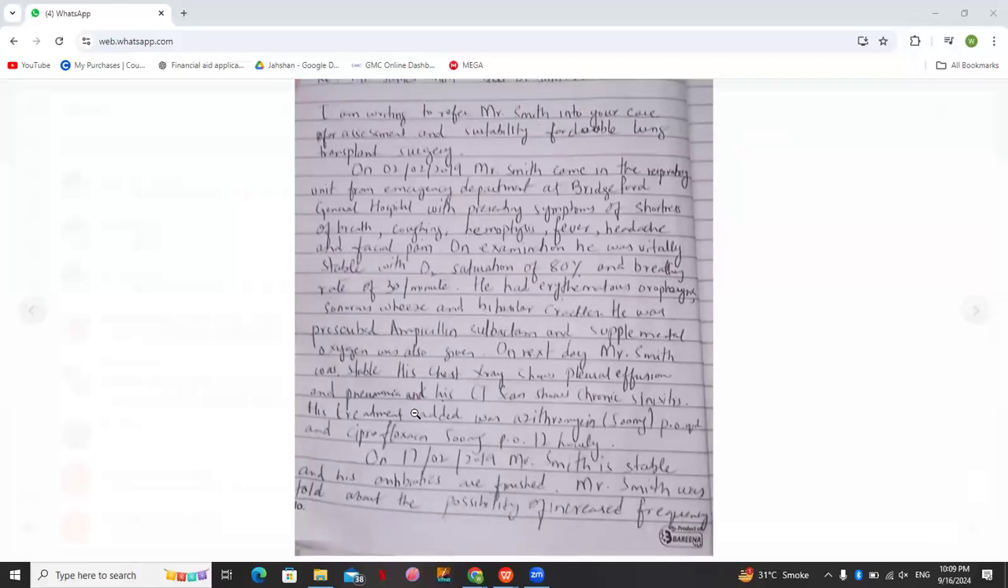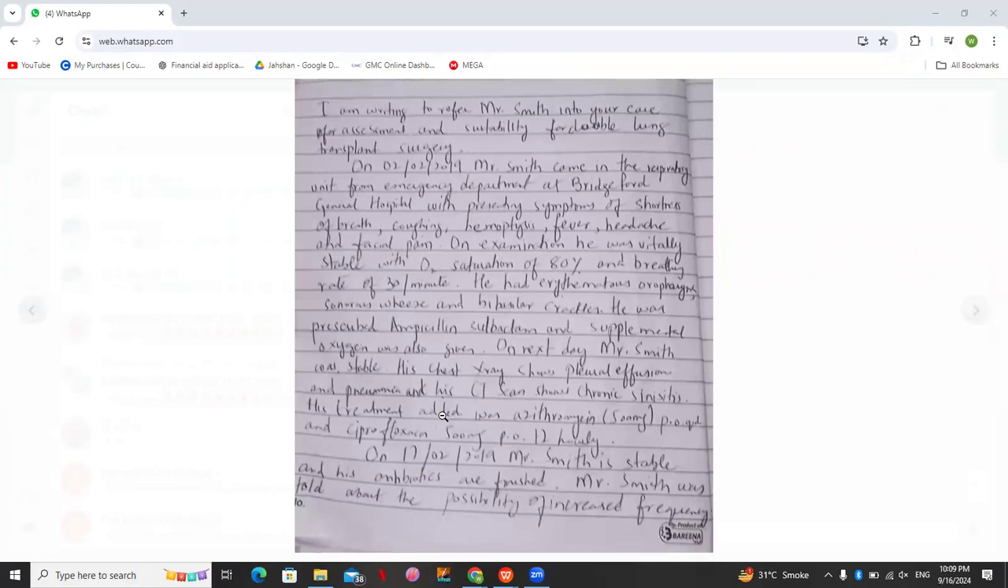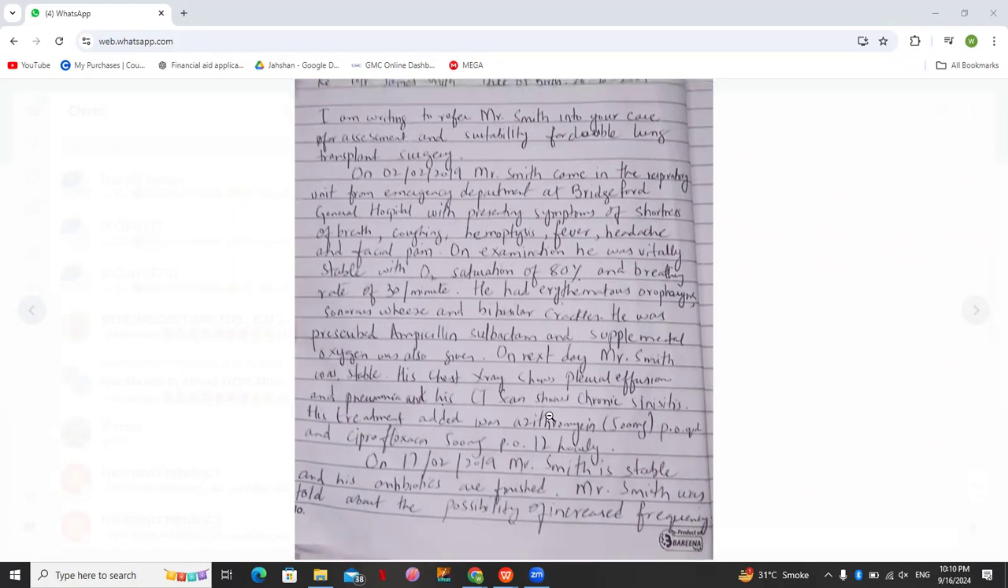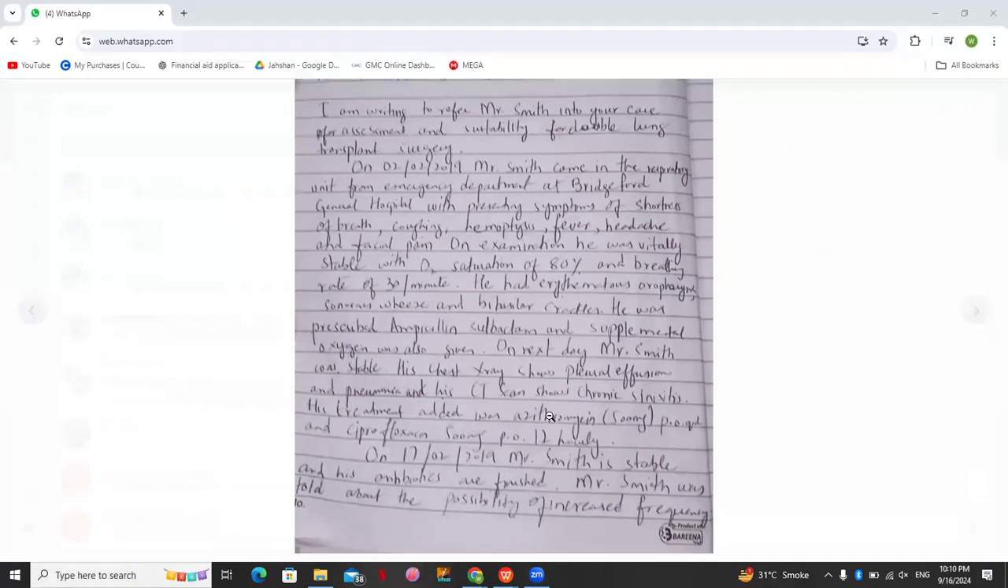On next day, not Mr. Smith, James was stable. His chest X-ray not shows. Again, you are not writing in the past tense when you are talking about the past, right? So on next day or on subsequent day or on subsequent visit, you have to write James was stable and his X-ray showed pleural effusion and pneumonia, and his CT scan showed, not shows, chronic sinusitis.